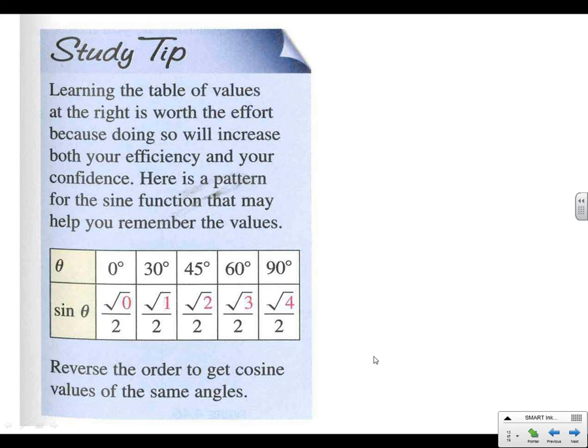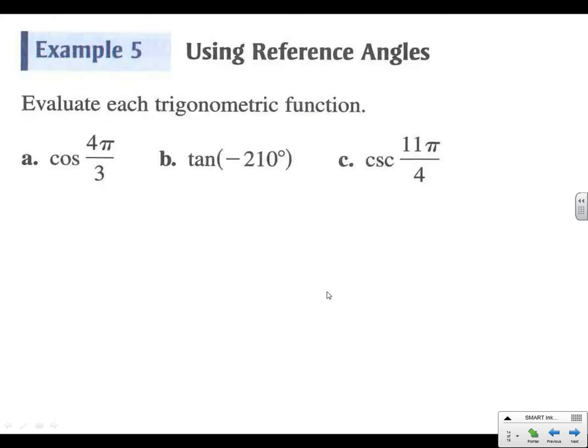It's the reverse, counting down. All right, let's evaluate each trig function here. The cosine of 4 pi over 3 using reference angles. Okay, so if we look at this, we have 4 pi over 3. That would be in quadrant 3. So the reference angle here is pi over 3.